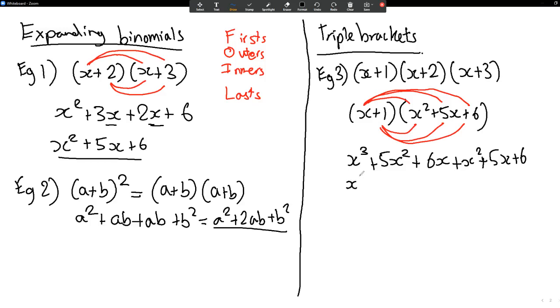So x cubed, there's no other x cubed terms, so we just keep it like that. So we have 5x squared here, and we also have x squared here, so that's a total of 6x squared. We have 6x here and 5x here, so that's 11x. And then we have plus 6, which has no other term. So we have this as our answer to this triple bracket problem.